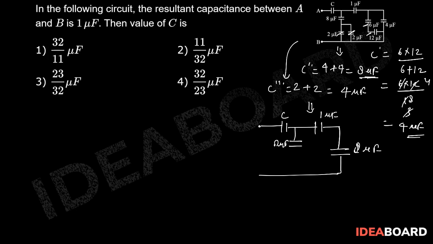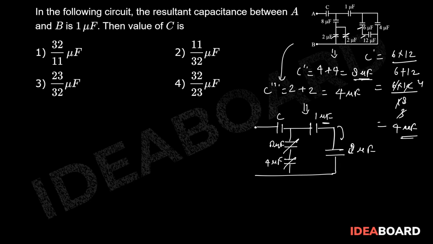8 microfarad, and yes, this 2 and 2 which we just calculated 4, so this 4 will also be there, 4 microfarad. So this will be the final circuit diagram. Now we can observe this 8 and this 4 are in series, and this 1 and this 8 are also in series only, correct? So we can calculate the equivalent of 1 and 8.